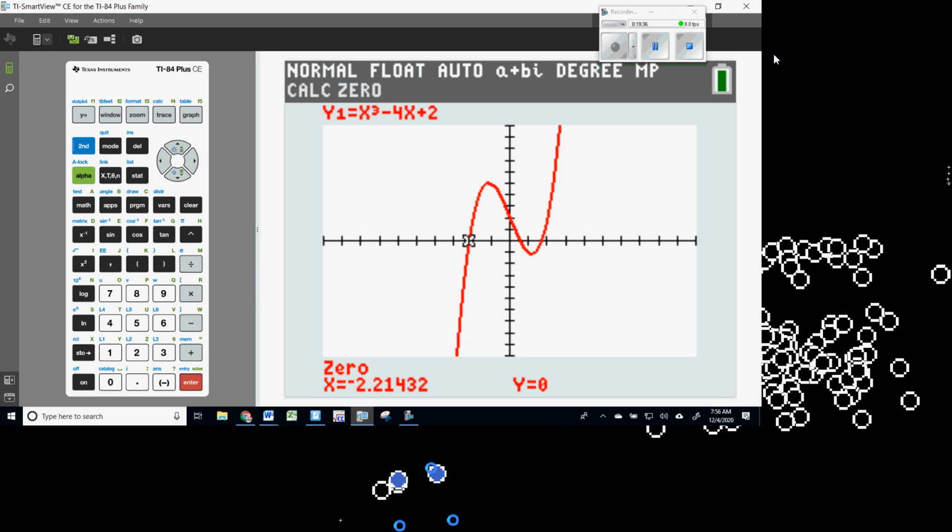I'm going to write down our answers here. This was -2.21432. Okay? See if you can find the others. You should have all 3 answers. I'll walk around for those of you that are trying to figure it out. Take it, work in the calculator.